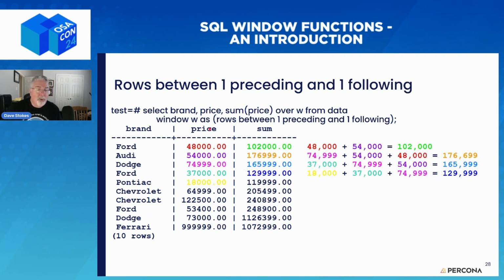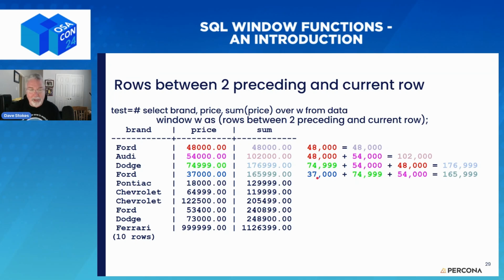Okay, here's another one. We're going to look at a window W as rows between one preceding, so that's the one before our current row, and one following. So our current row is 48,000. There's no preceding row, so we add 48,000 and 54,000 to get 102. Now, when we go down the Audi, our preceding row is 48,000, and our following row is 74,999. So this number here is the aggregate of the Ford, the Audi, and the Dodge. Hopefully this is making some sense.